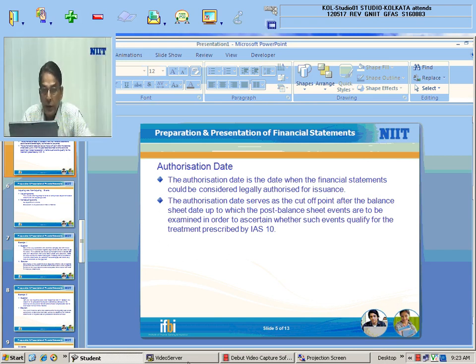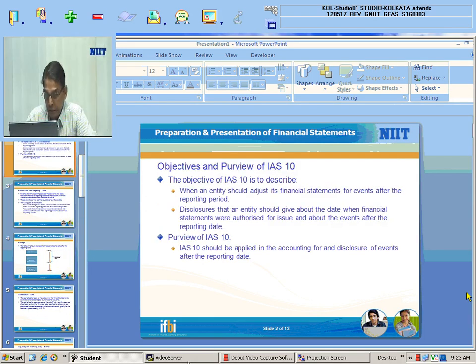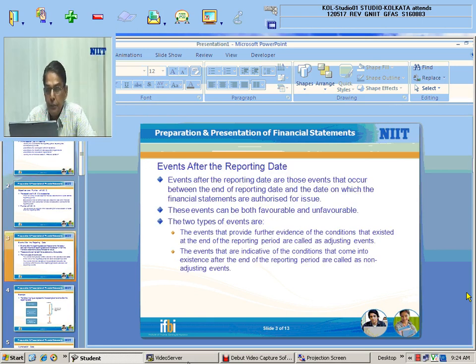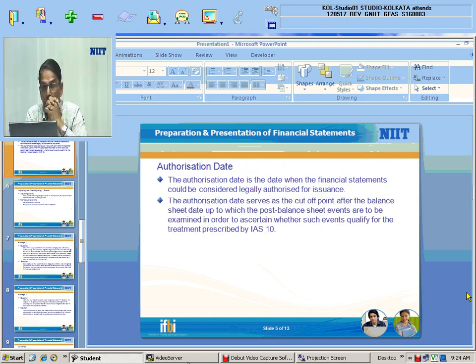We are going to discuss it. So remember, we have talked about the cutoff date beyond which the financial statement should be considered as finalized. We mentioned that in one of the earlier slides, where we talked of the cutoff point after the balance sheet date up to which post-balance sheet events are to be examined in order to ascertain whether such events qualify for the treatment prescribed by IAS 10.